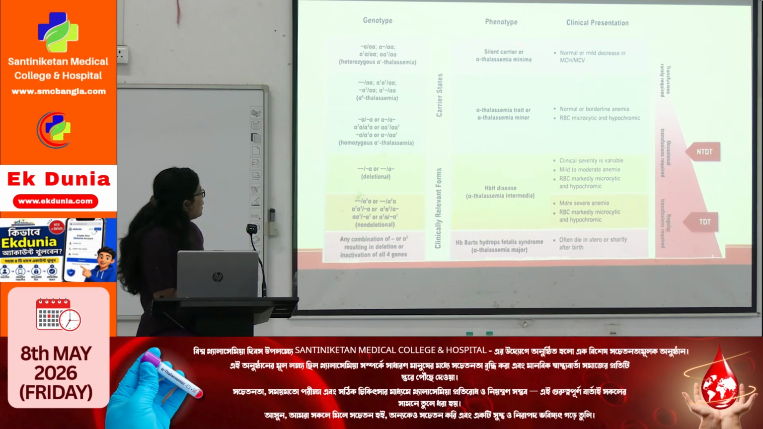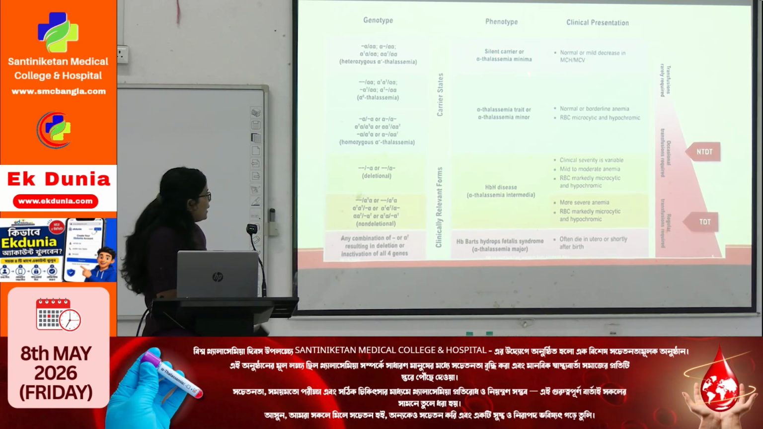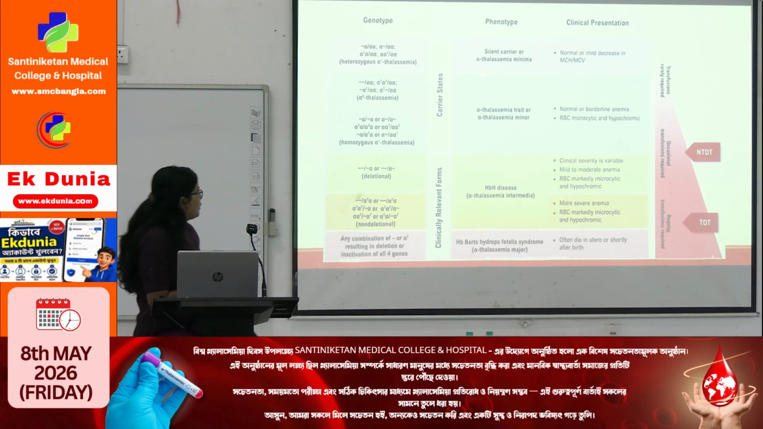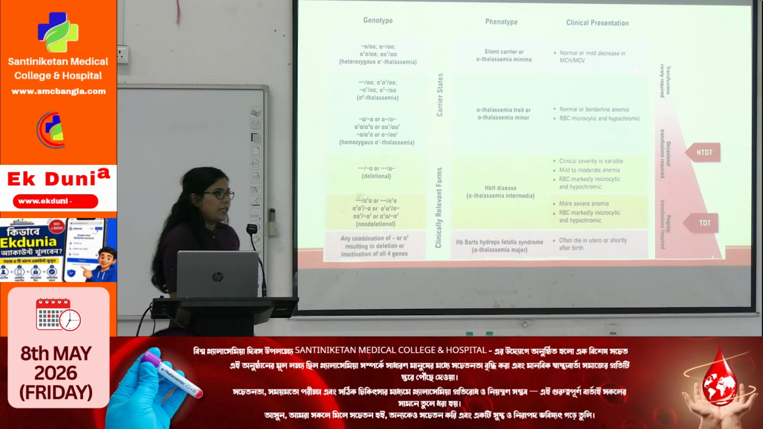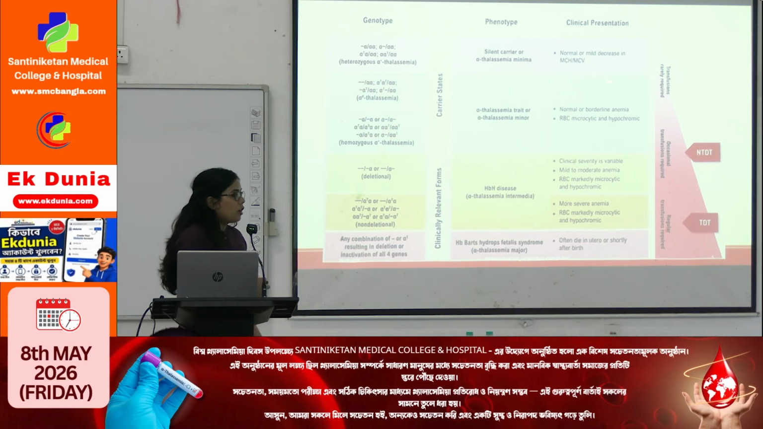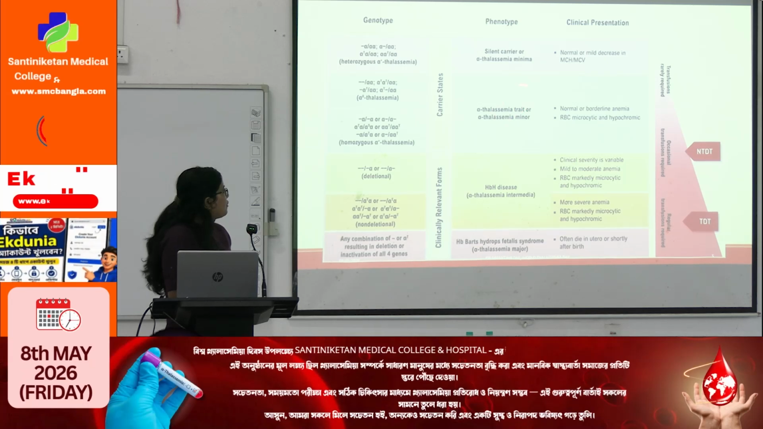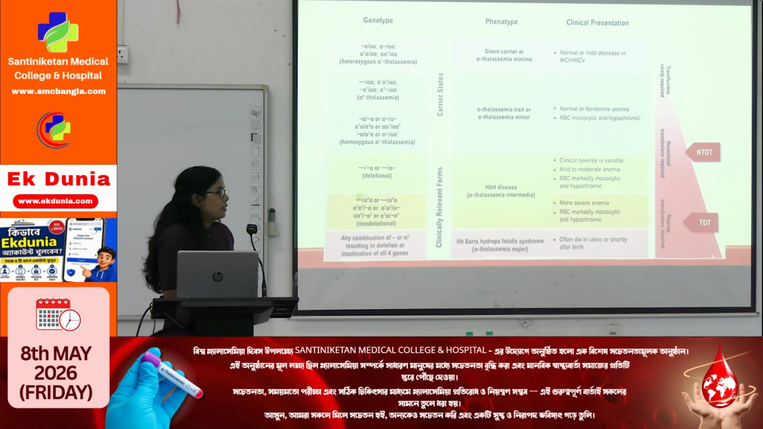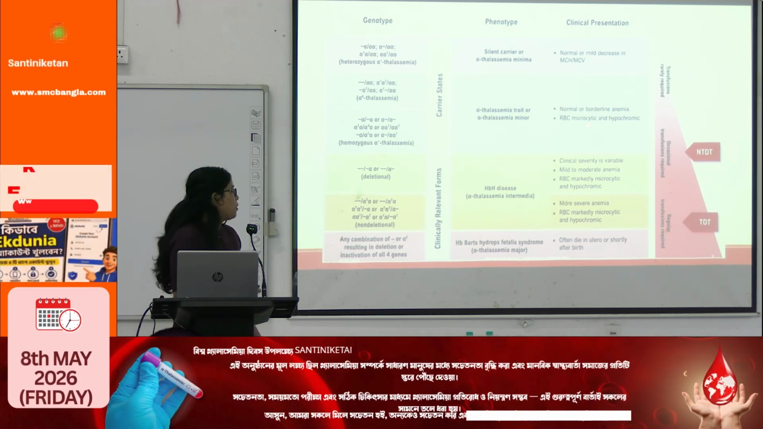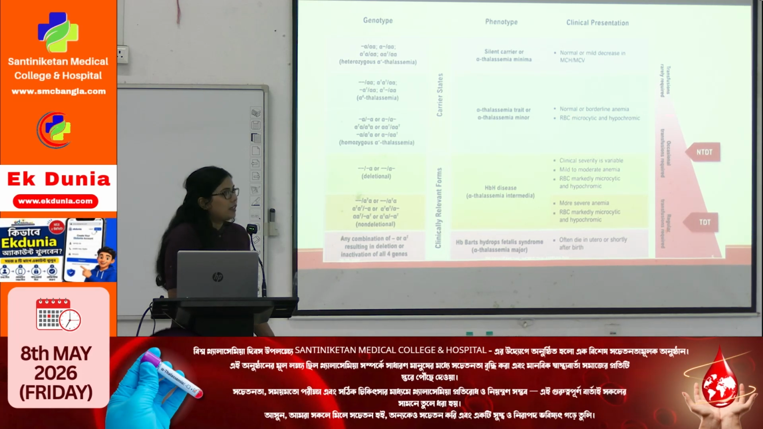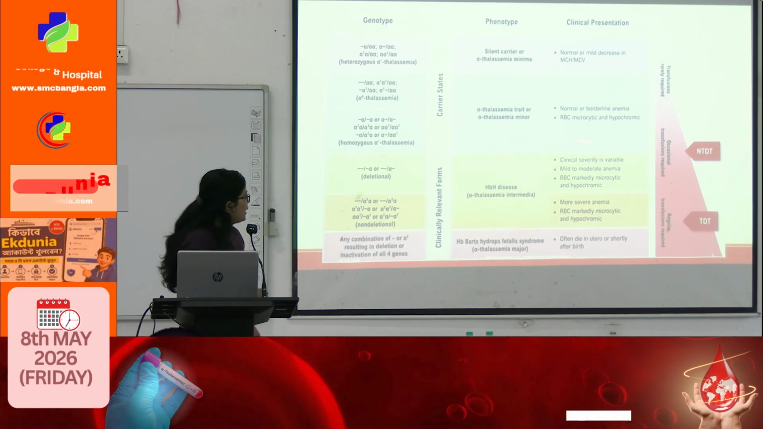Whenever it is a silent carrier of alpha thalassemia or alpha thalassemia minima, clinically the patient may be normal with a mild decrease in the mean corpuscular hemoglobin or the mean corpuscular volume. Whenever it is alpha thalassemia trait or minor, the clinical picture can be normal or borderline anemia, but in the peripheral smear study, we will find that RBCs are microcytic and hypochromic.